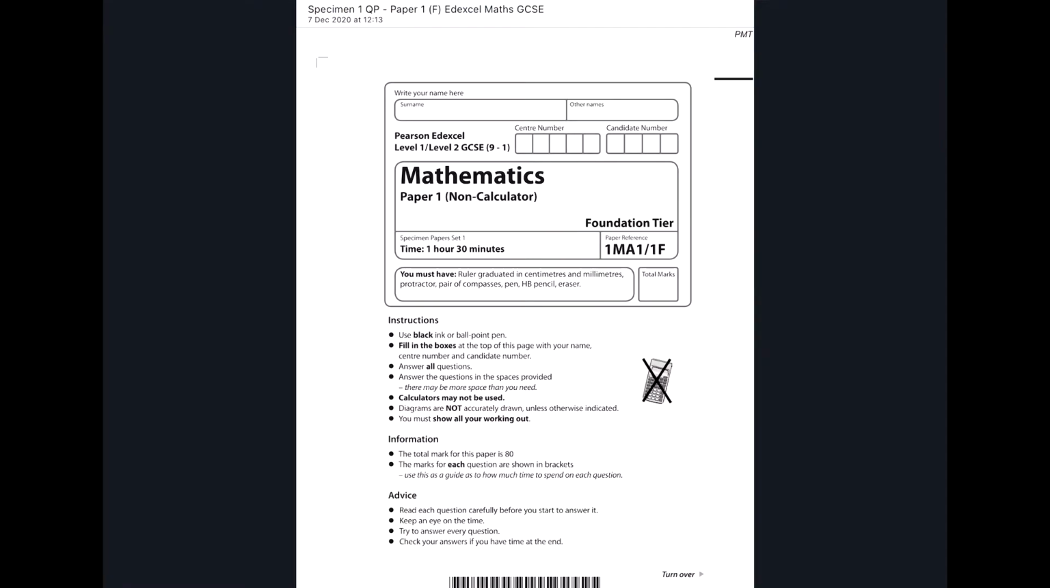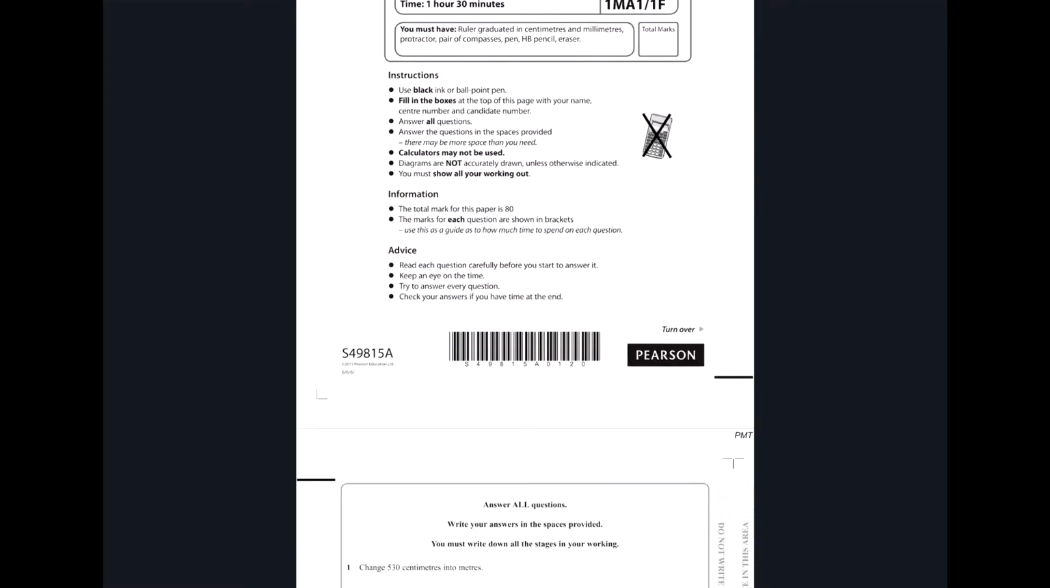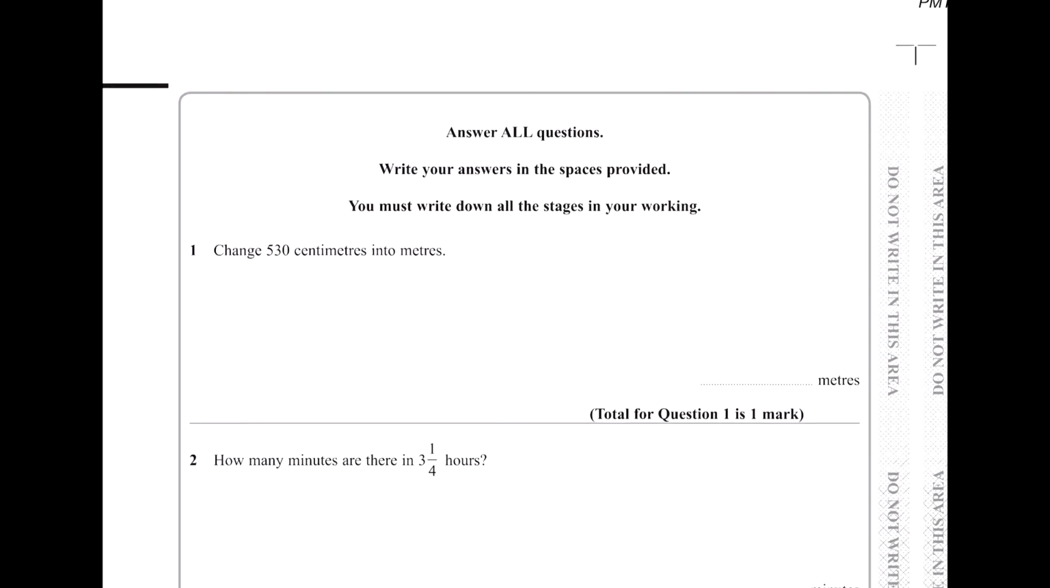Alright, so in this video I'm going to be going through the GCSE Maths paper 1, which is a non-calculator paper. It's also a foundation paper, and it's from the Specimen Set 1 set of questions. So let's begin going through it.